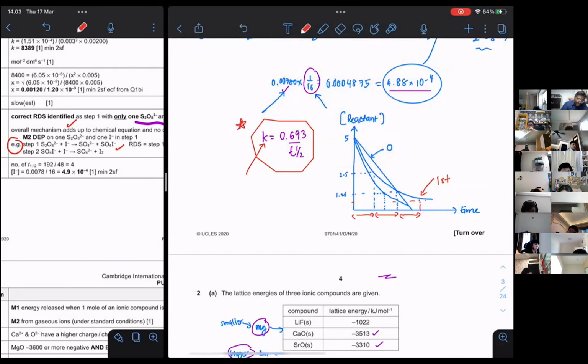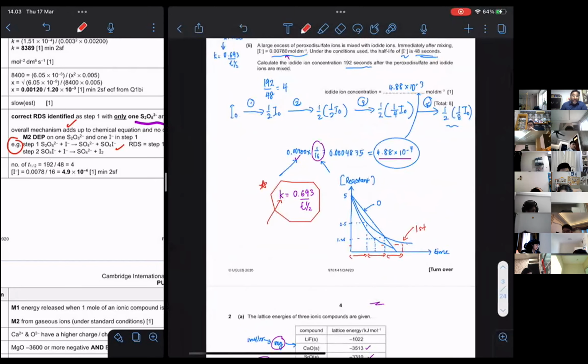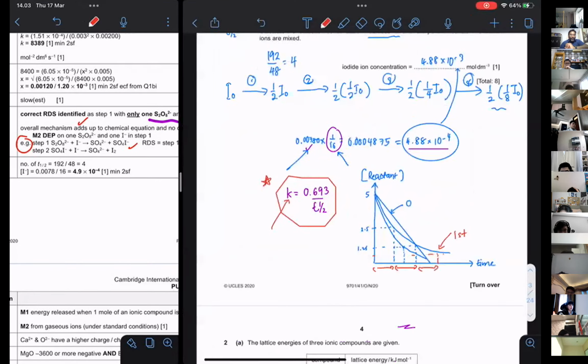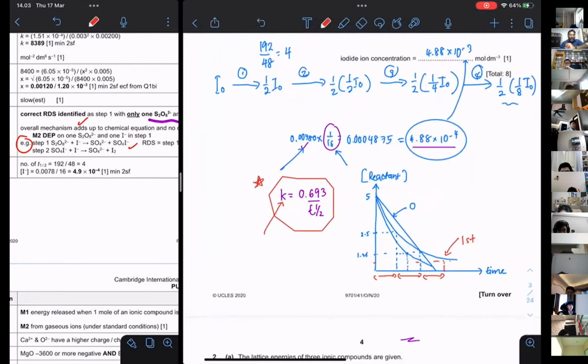In this particular question, they didn't ask you to use that. But please take note, they can ask you about this as well. So I will move on to the next question, number 2.